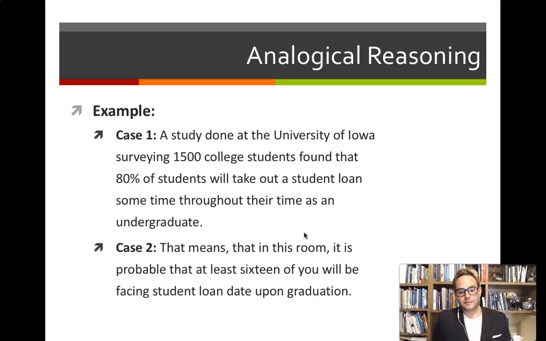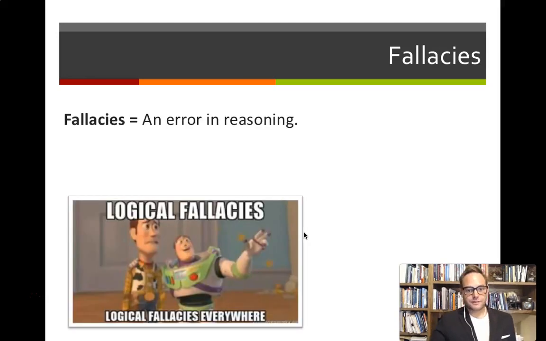Case 2, this means that in this room, it is probable that at least 16 of you will be facing student loan debt upon graduation. So I'm using, again, that analogical reasoning.